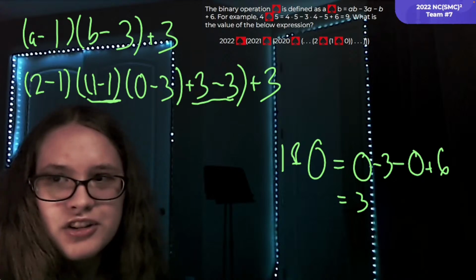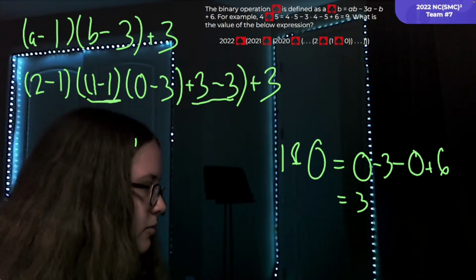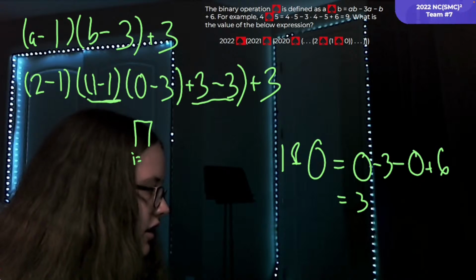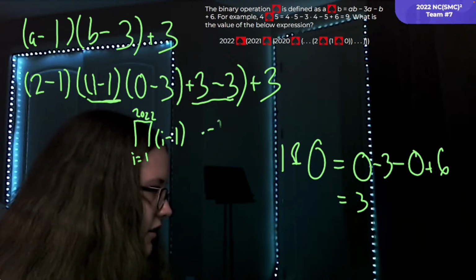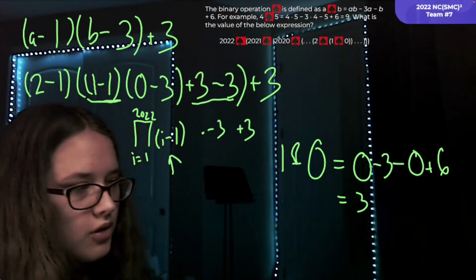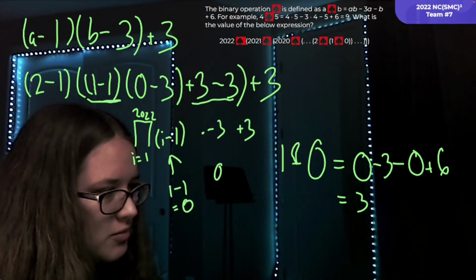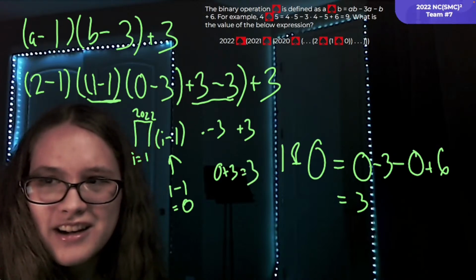So I think, and you can correct me if I'm wrong here, we're going to get a lot of products. So the product from i equals 1 to 22 of i minus 1, and then that times negative 3 and then plus 3. But since this has the term 1 minus 1, which is 0, then we just have 0 plus 3, which is 3. I don't know. Does that seem right?